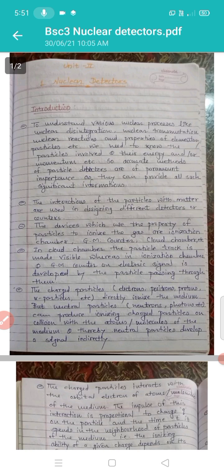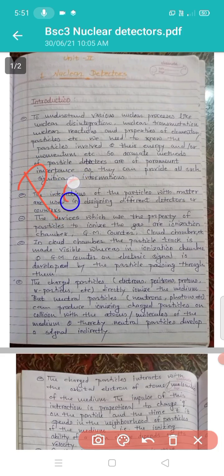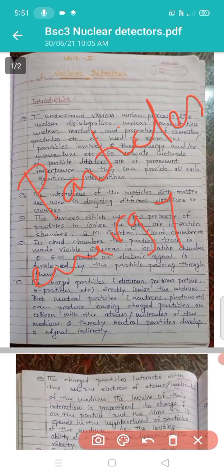There are nuclear processes like nuclear disintegration, nuclear transmutation, nuclear reactions and the properties of the elementary particles. We need to know which particles are involved in the nuclear reactions, what the energy of these particles is, and we also have to know the momentum of the particles. For this, accurate methods of particle detection are of paramount importance as they can provide all such significant information.